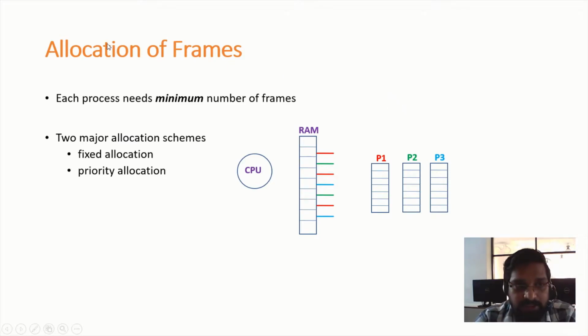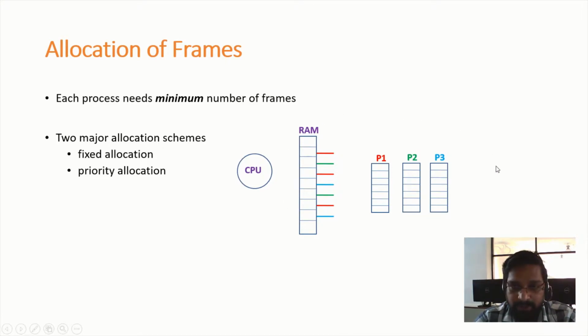Let us discuss allocation of frames. Now, what is this allocation of frames? As we know, a process P, in order to continue its execution, needs a minimum number of frames to be allocated inside the RAM.